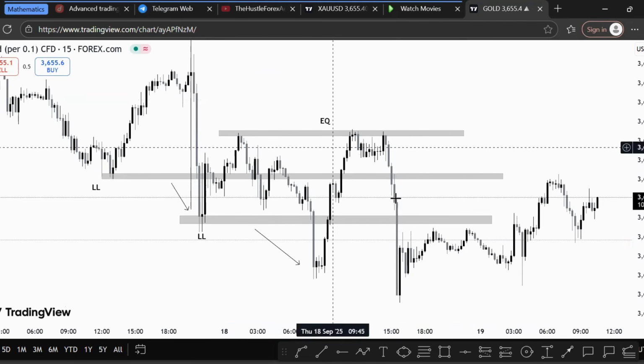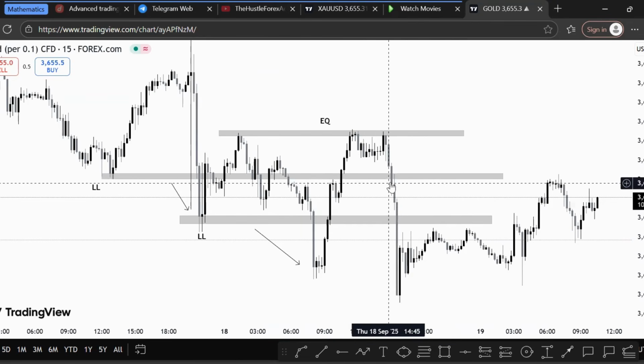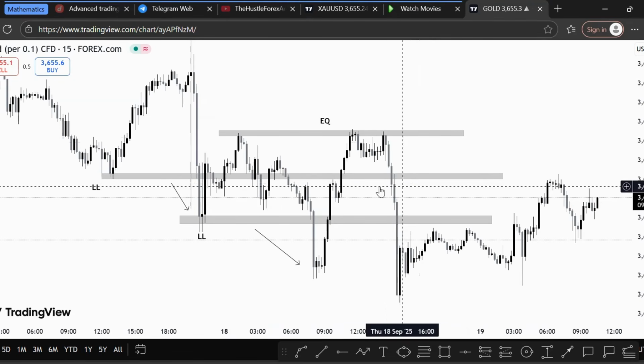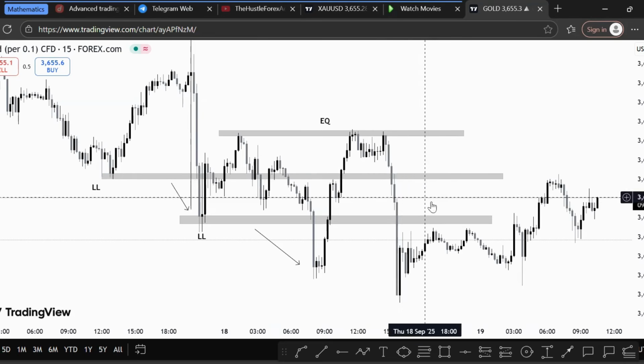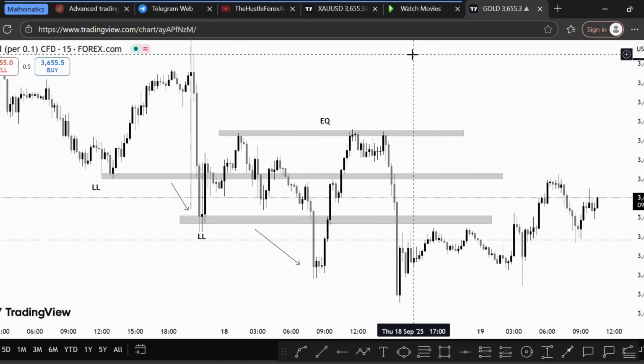But now look at 15 minutes, there's no entry here. You can assume, because where would be your stop loss? You can assume to say I'm just going to take an entry because the market can easily go back up, right?